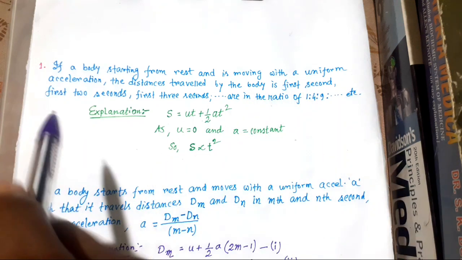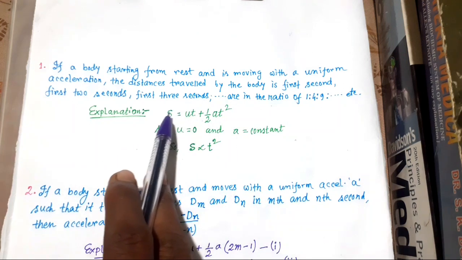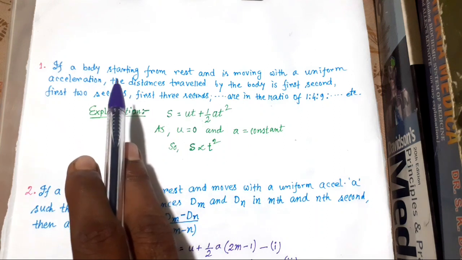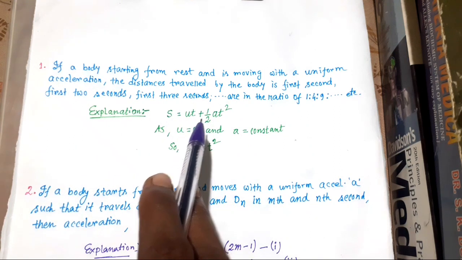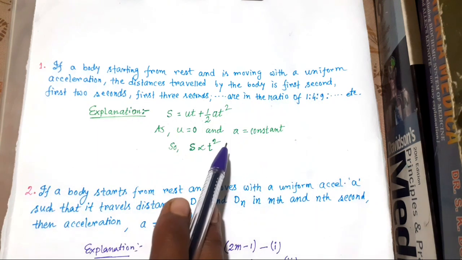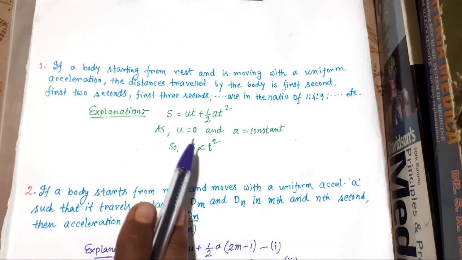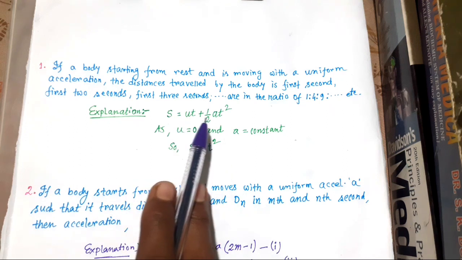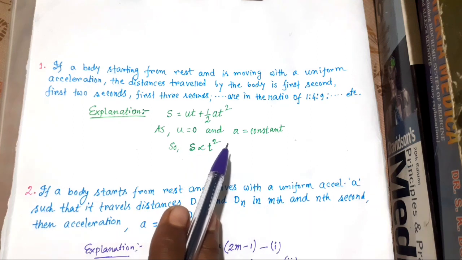Okay. So now the explanation. We know this formula, s = ut + ½at², and here, starting from rest, that means u, the initial velocity, equals 0, and with uniform acceleration, the acceleration a is constant. So from this we get s proportional to t².